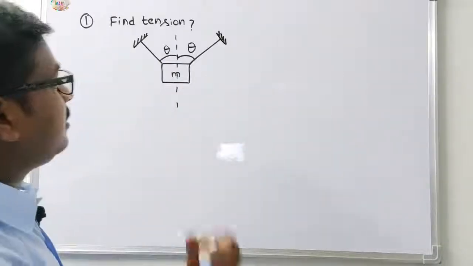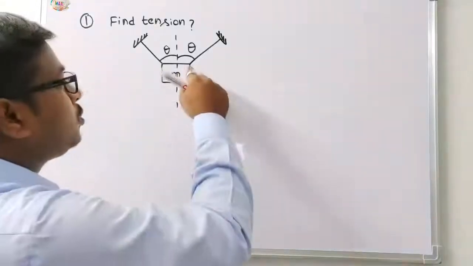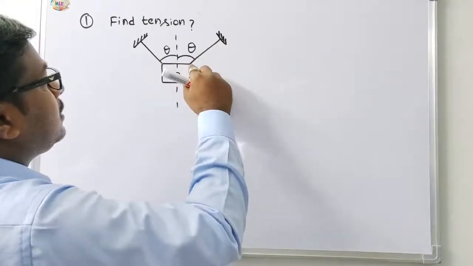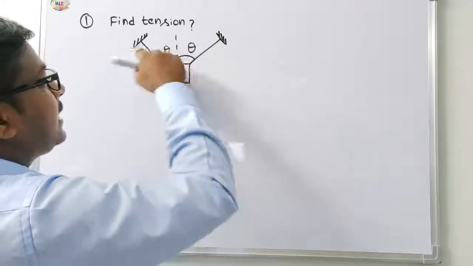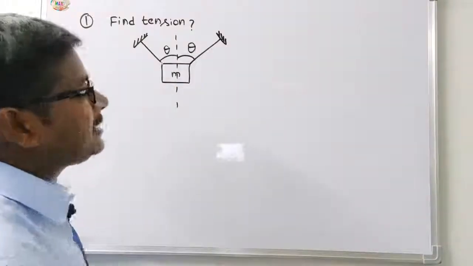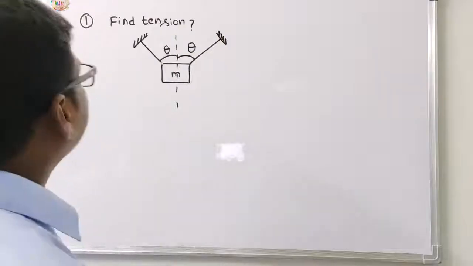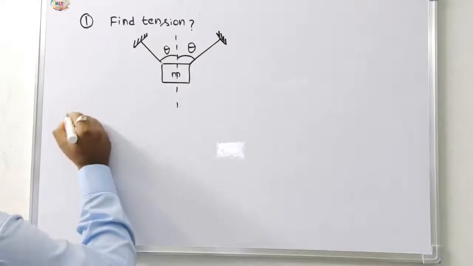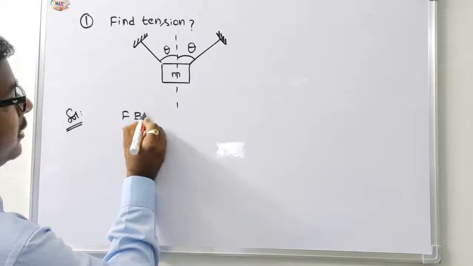Let us take a block of mass m. The two corners of the block are tied to strings attached to the support, each making an angle theta. Find the tension. In this type of problem, first draw the free body diagram.